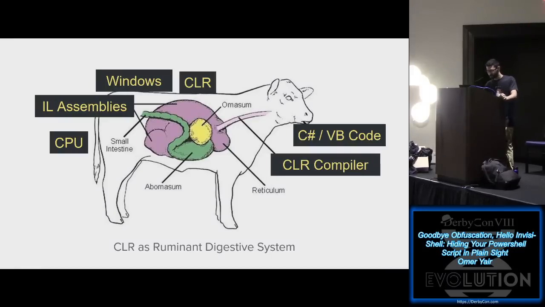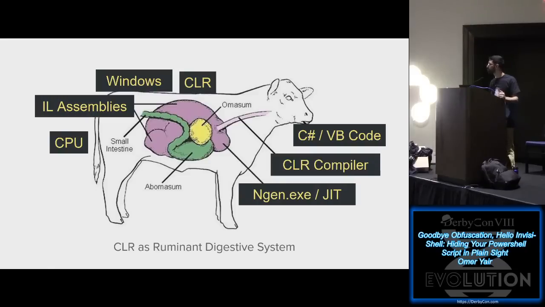So you need to pass it through another mechanism, and there are two mechanisms to turn the IL assemblies into assembly. The first one is JIT. It stands for just-in-time compiler, and the CLR, when it loads your DLL, every time you call a function for the first time, at that specific moment, it will compile it into assembly code.